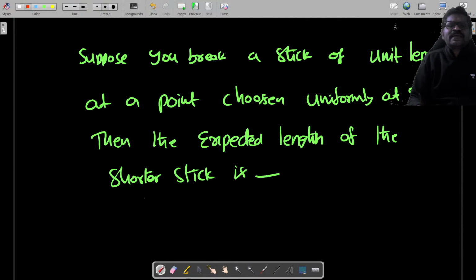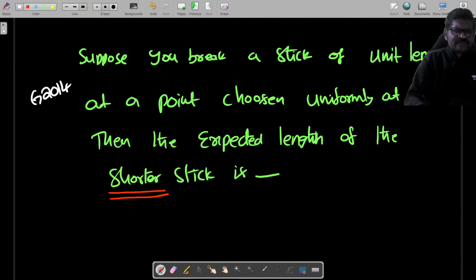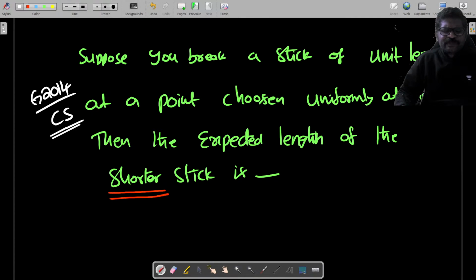This is keyword. That is keyword in the problem. Suppose you break a stick of unit length at a point selected uniformly at random. Then the expected length of the shorter stick is.